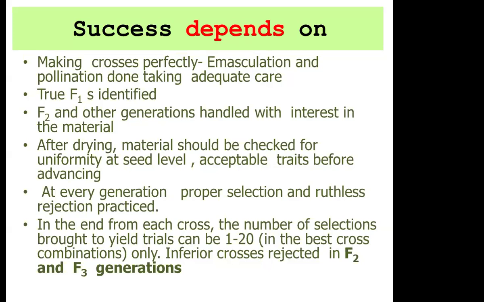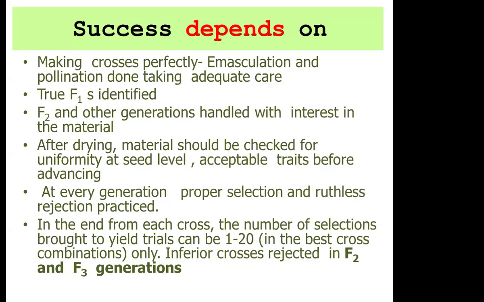For emasculation and pollination, we can take a skilled person's help, but under our supervision. This has to be done in the evening and in the morning: emasculation in the evening, pollination in the morning. We have to be there personally to supervise them. True F1s are identified, and these segregating generations are handled with interest. I am saying that you should have that passion. In F2, if we see that segregation, and in F3, if you find some good segregants, you should have that excitement that a breeder should feel.